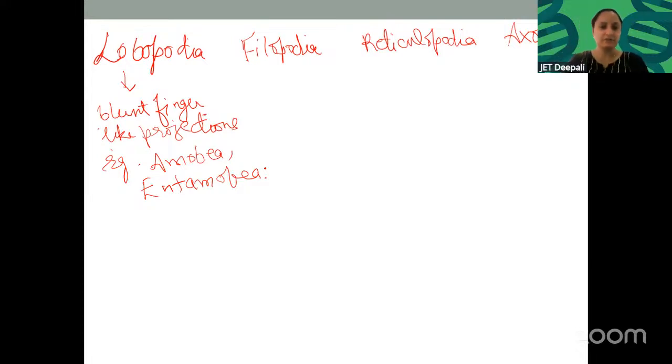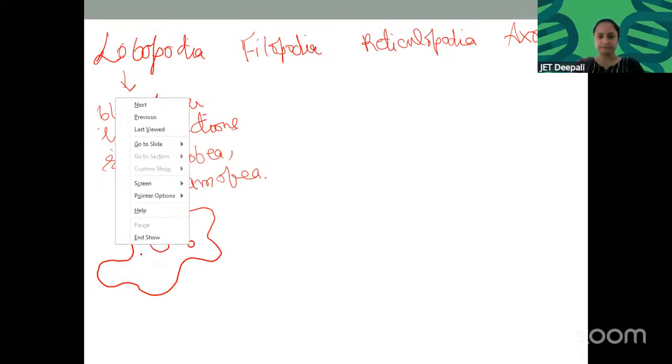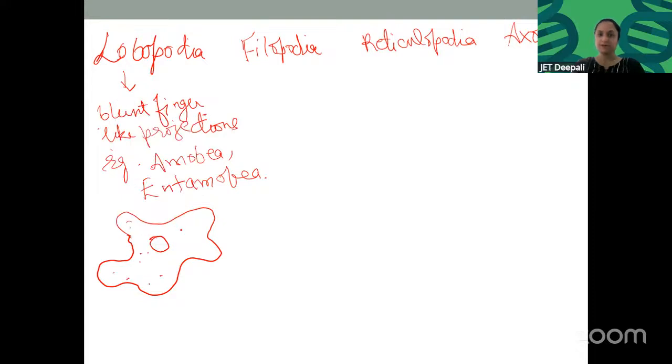Now how will we draw the diagram of lobopodia? Just draw a diagram of your amoeba and label it pseudopodia. These are the pseudopodia.